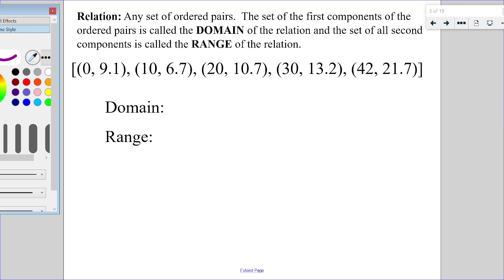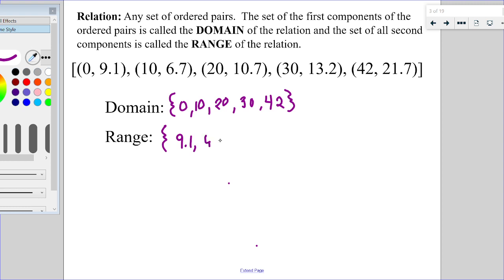So our domain, because it's just a set of numbers, we use these curly brackets and list out those x values, our first number in each of those ordered pairs individually. So the domain of this set would be 0 and 10 and 20 and 30 and 42. And our range then would be all of our y values. You do not have to list them numerically. You can if you would like to.